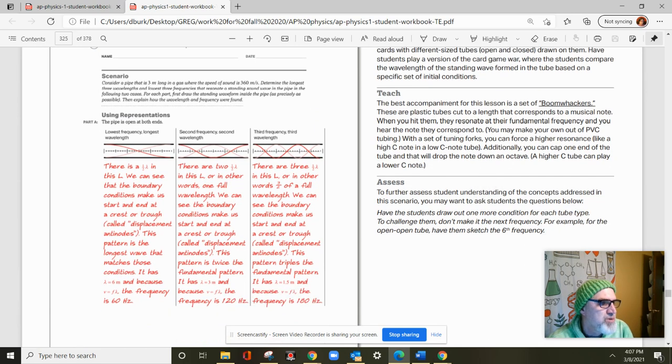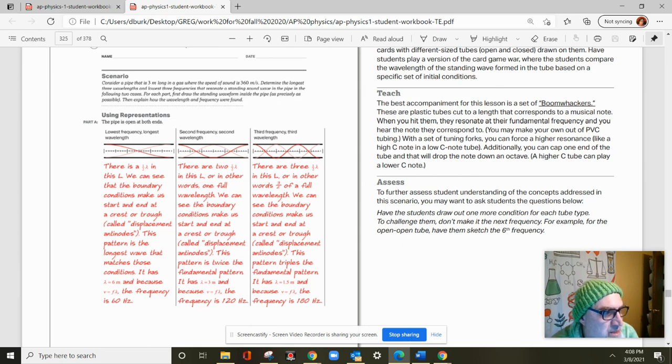Standing waves in tubes. Consider a pipe that's 3 meters long and a gas. The speed of sound is 360. I don't know, that could just be hot air, honestly. Determine the longest 3 wavelengths and lowest 3 frequencies that resonate in the standing in the pipe, following 2 cases for each part. First, draw the standing wave and pipe and explain how wavelength and frequency were found.